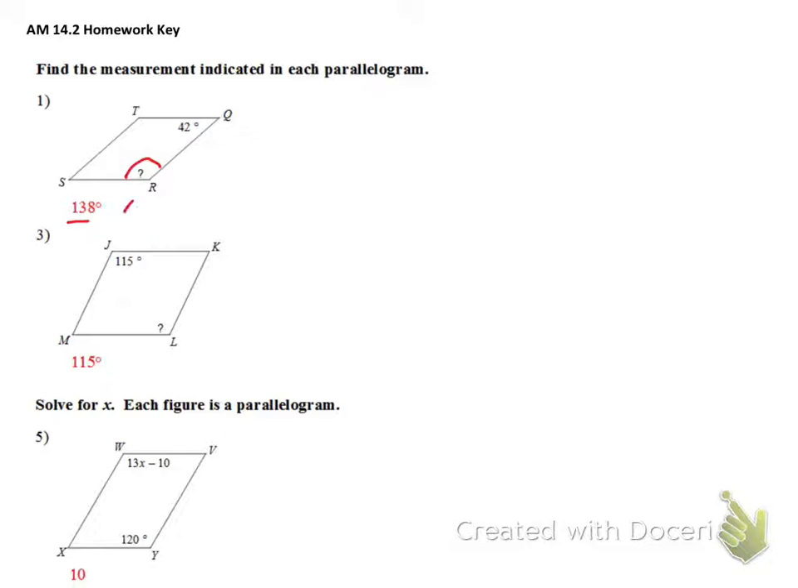What is R? Well, this goes on a straight line, so I'm going to take 180 minus 42. And I'm going to get 138. For J, I need to find out what L is. Well, these are opposite angles, so that means they're congruent, so it's going to be 115.